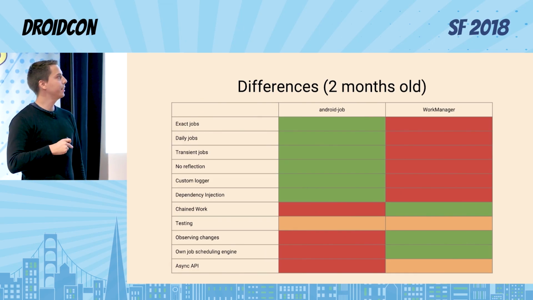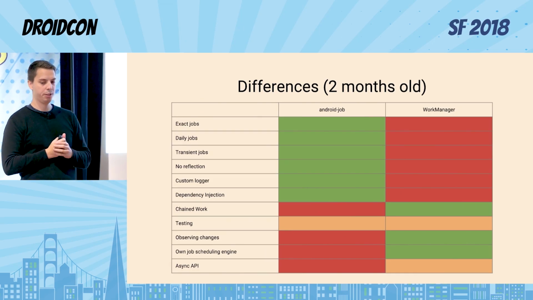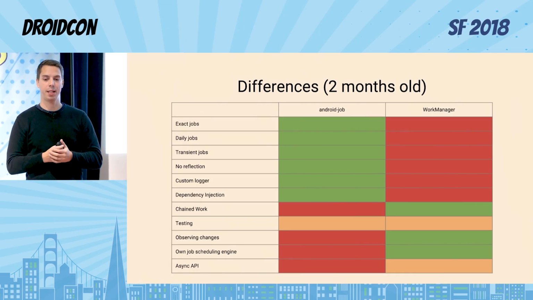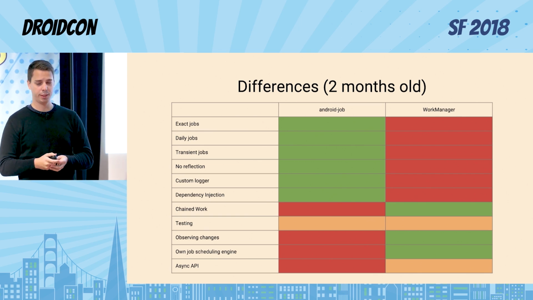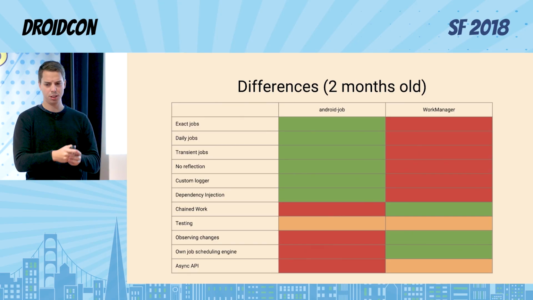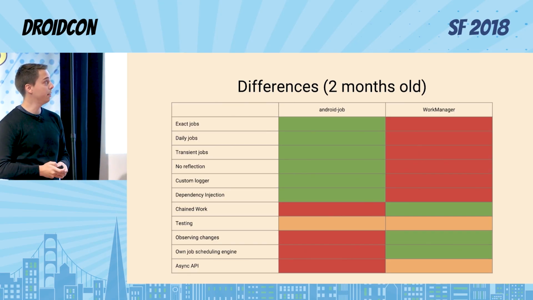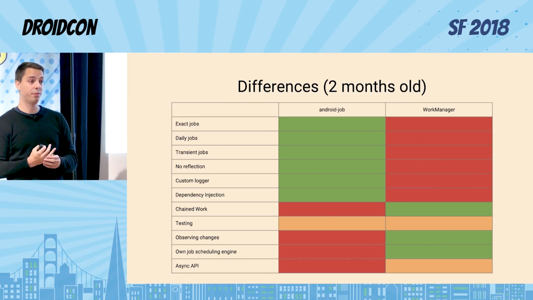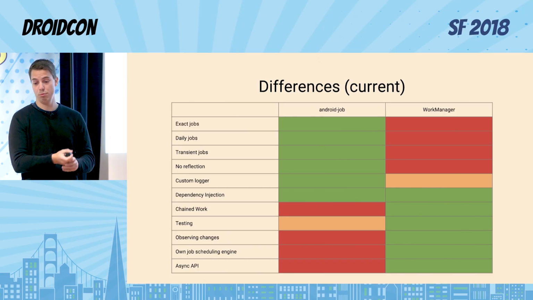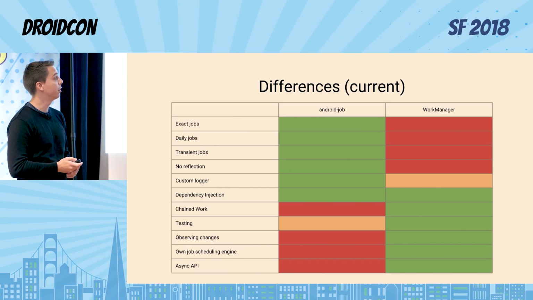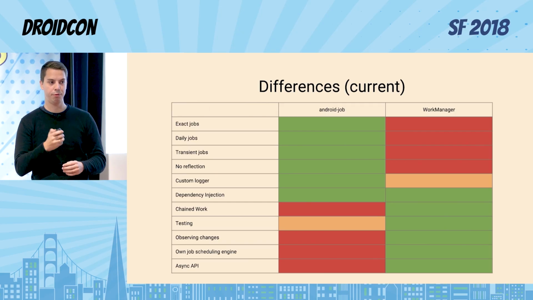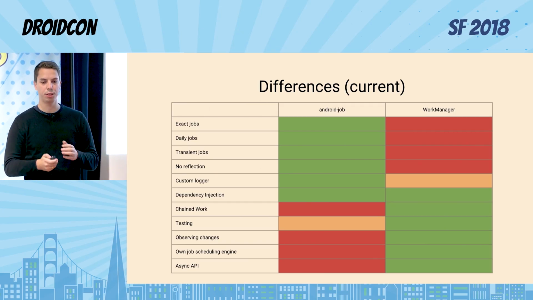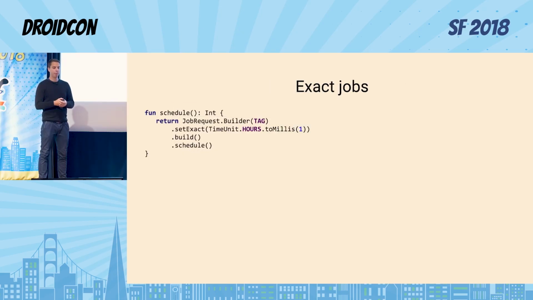But instead of focusing on the similarities, let's have a look what the differences are. And I showed this slide 2 months ago at a droidCon in New York City, and WorkManager wasn't doing that great yet, but in those 2 months, things really have changed, and WorkManager is way better now and suited for the future. So let's run through all those things that Android Job provides and that WorkManager provides. Let's start with exact jobs.